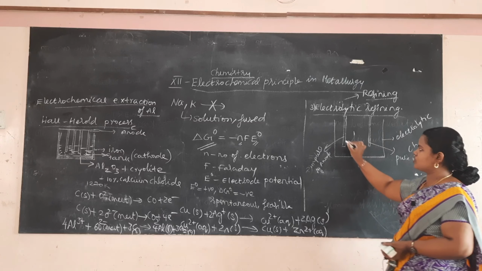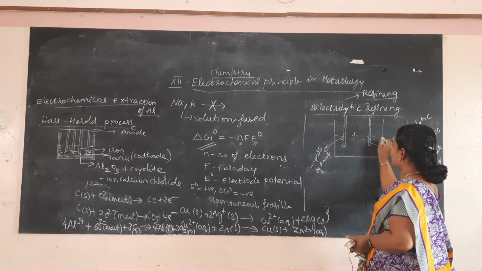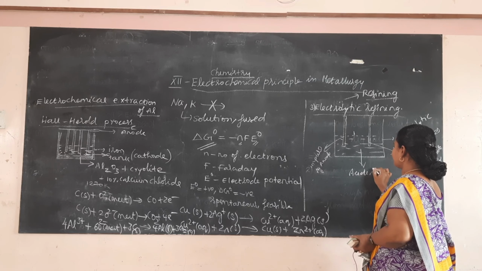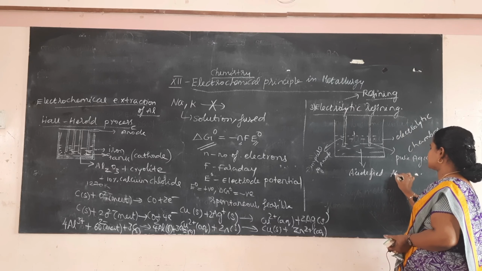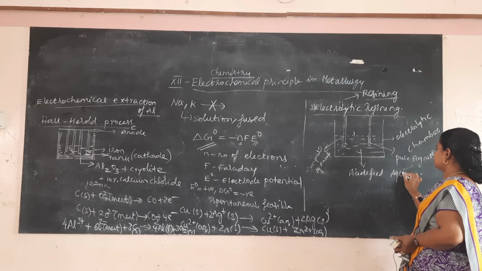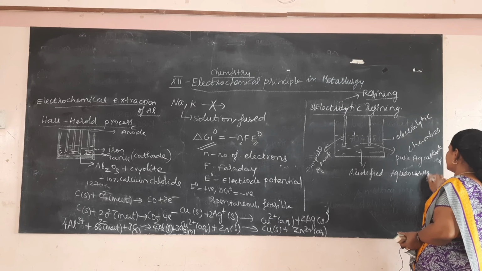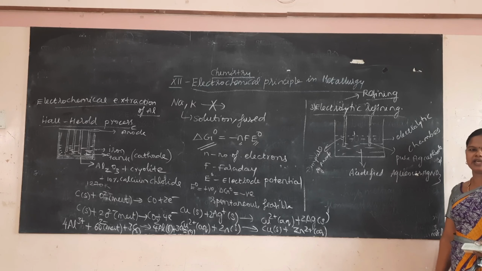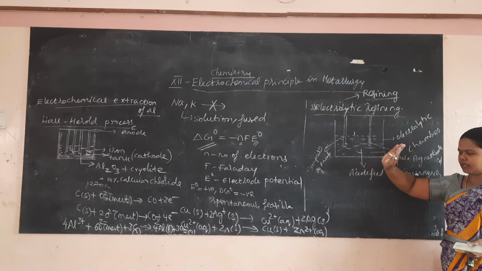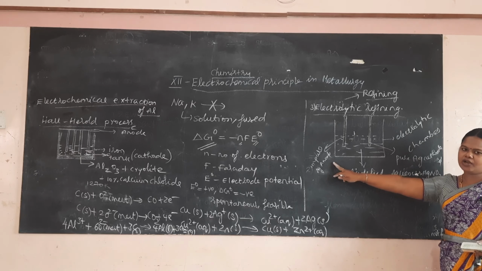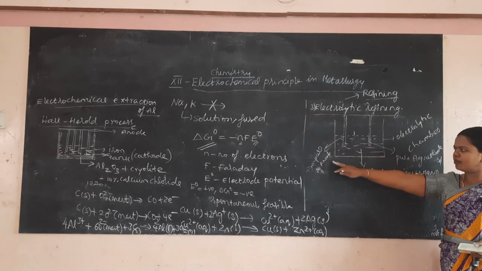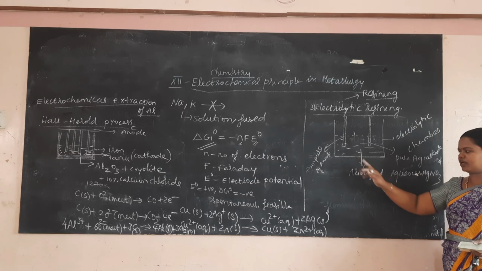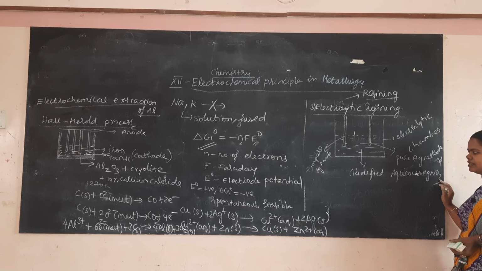Acidified aqueous silver nitrate solution is taken as the electrolyte. Acidified aqueous AgNO3 solution is taken as the electrolyte. So I told you that all the time you have to take the impure metal as the anode and the pure metal as the cathode. Here we have to take the electrolyte: acidified aqueous silver nitrate.